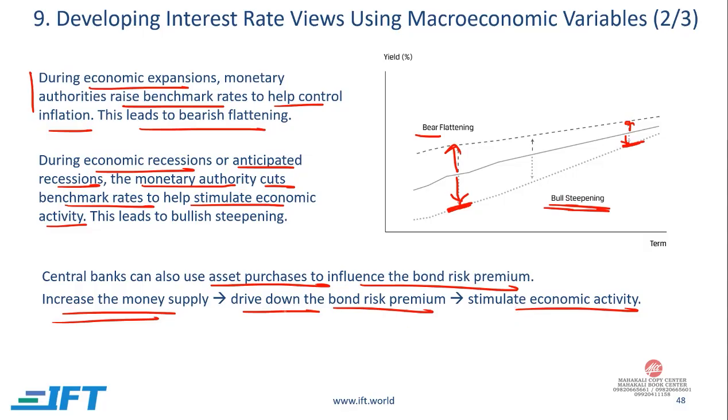If the central bank wants to slow down economic activity, then it will do the opposite. So in that case, it will reduce the money supply. And reducing the money supply will increase the bond risk premium, which will dampen economic activity.